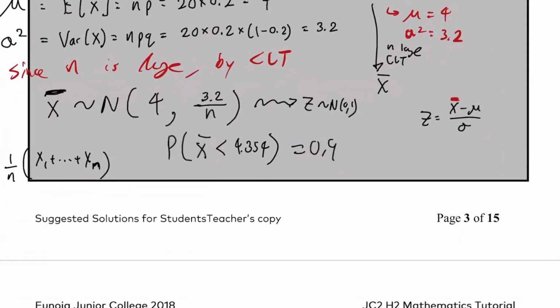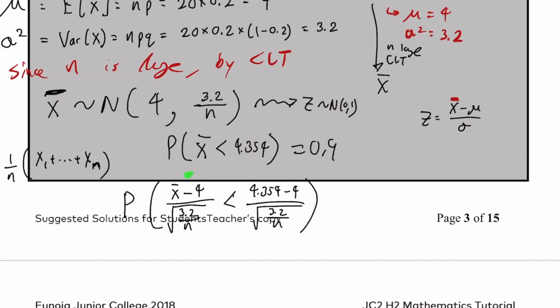So here, that's exactly what we're going to do. X bar, we minus away its mu, which is 4, and divide by its sigma, which is the square root of 3.2 over n. As we did that on the left-hand side of the inequality, we do it on the right-hand side as well: 4.354 minus 4, divided by the square root of 3.2 over n. But this left side is really just Z. So we could have just written P of Z less than (4.354 minus 4) over the square root of 3.2 over n equals 0.9.